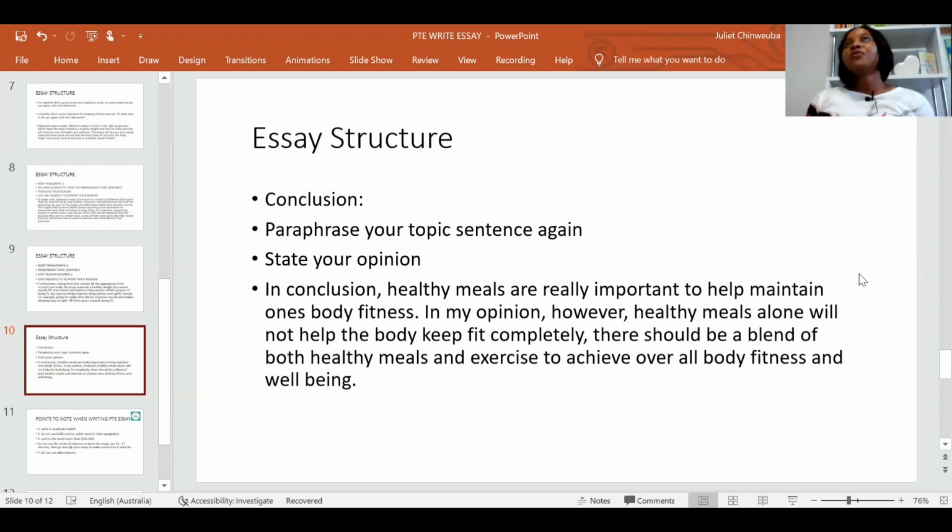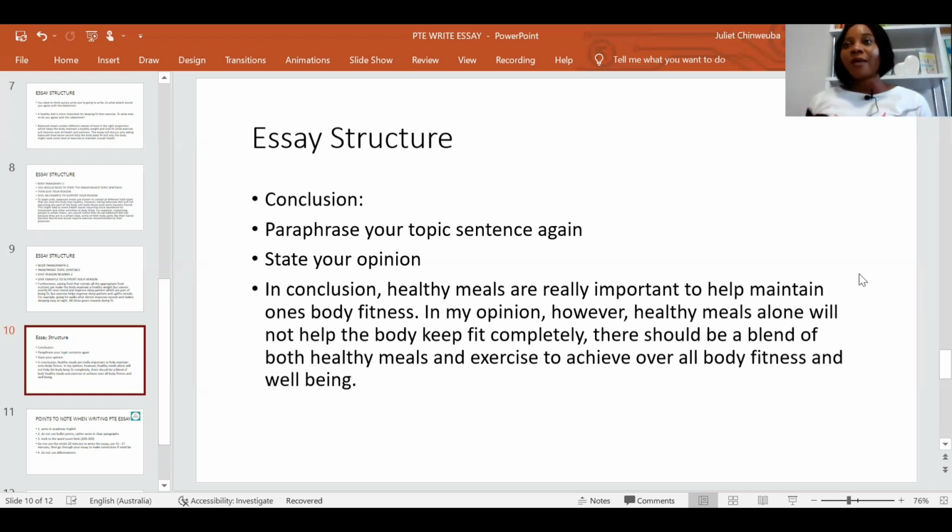You can see how we moved from the introduction to body paragraph 1, from body paragraph 1 to 2, and then to the conclusion. In the conclusion, you paraphrase the topic sentence and you state your opinion again. And the way you begin your essay really matters. You can see how I started: I introduced my essay, then I went to body paragraph 1. You heard me say "to begin with." Then I went to body paragraph 2.